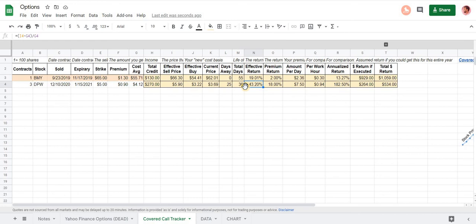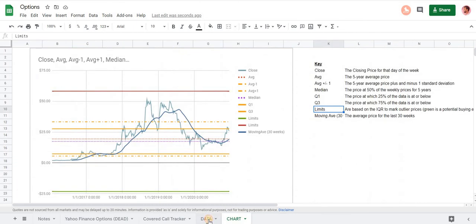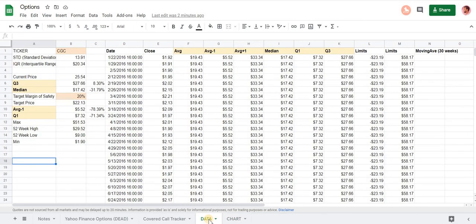In addition to this, I added two tabs here called data and chart. Typically, if you're writing a covered call strategy, you want to be able to see how your data is trending, or the price is trending, so you can write the call at prices that probably won't execute. So that's what these two tabs set out to do.